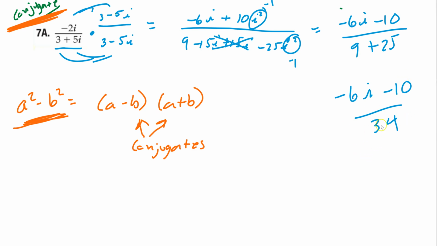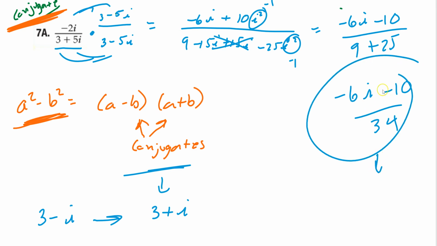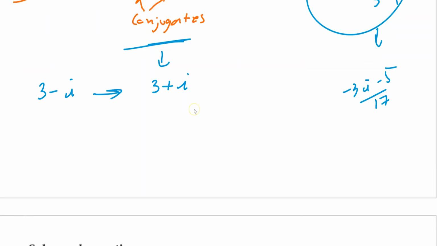So you notice that has no i on the bottom because the conjugate works. So anytime there's a binomial on the bottom, you have to multiply by the conjugate. So you just change the middle sign. That's what a conjugate is. If I give you 3 minus i, the conjugate is going to be 3 plus i. All you do is change that middle sign. That's it. Anyway, that's the answer. I actually should be able to simplify it. Divide everything by 2: negative 3i minus 5 over 17. So that's how you multiply by a conjugate. Again, I care about the conjugate.